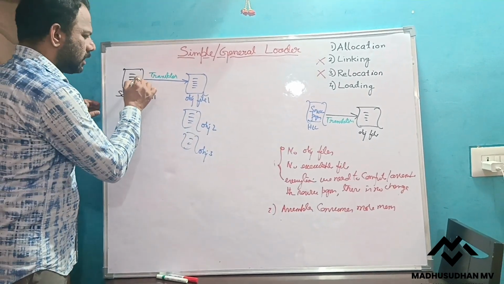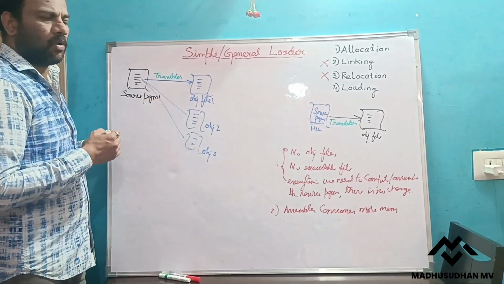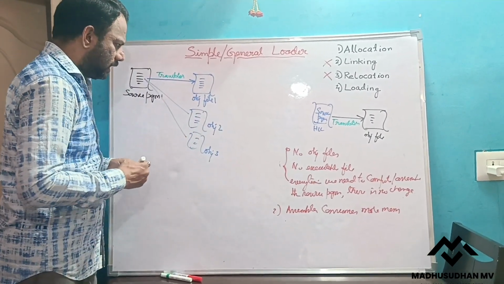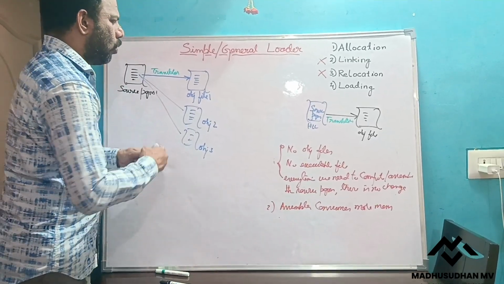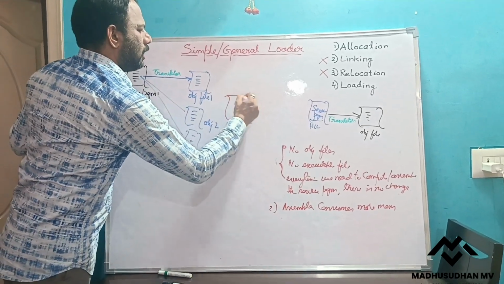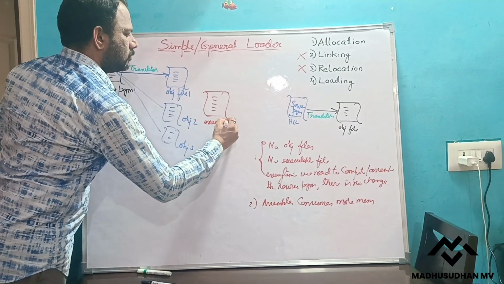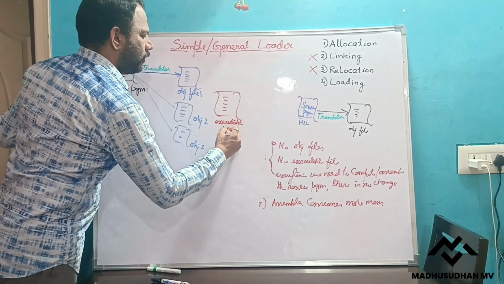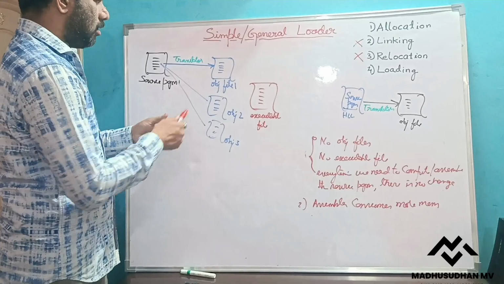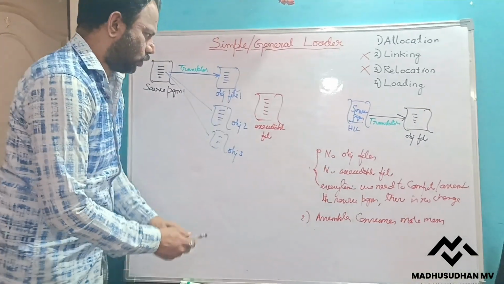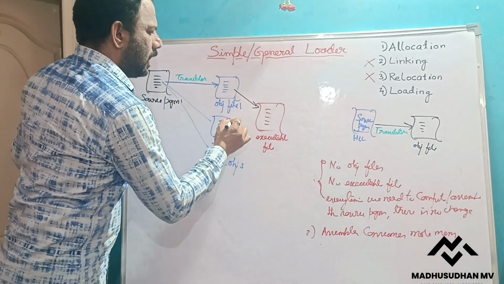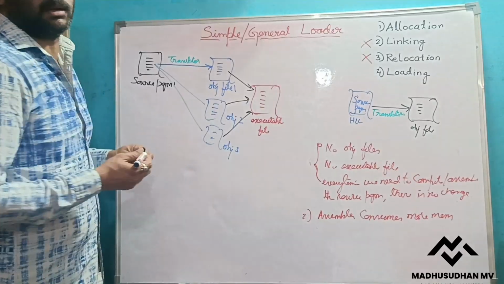So these will be converted by the translators. Now all these three should get converted into what? One executable file, that is the exe file. So all these should get linked together by the linker and made into one executable file.